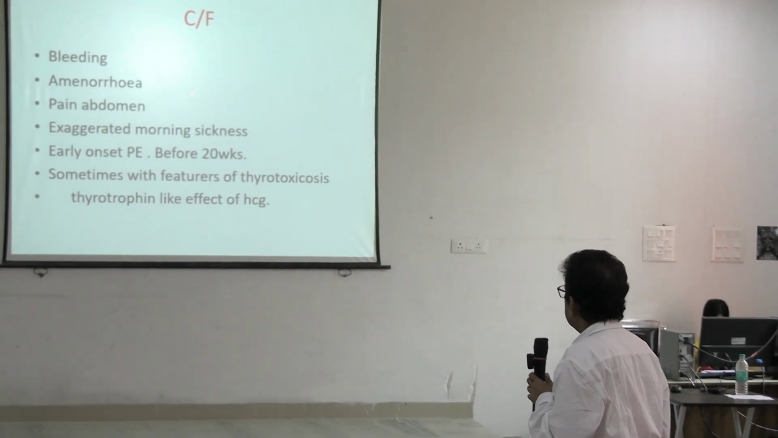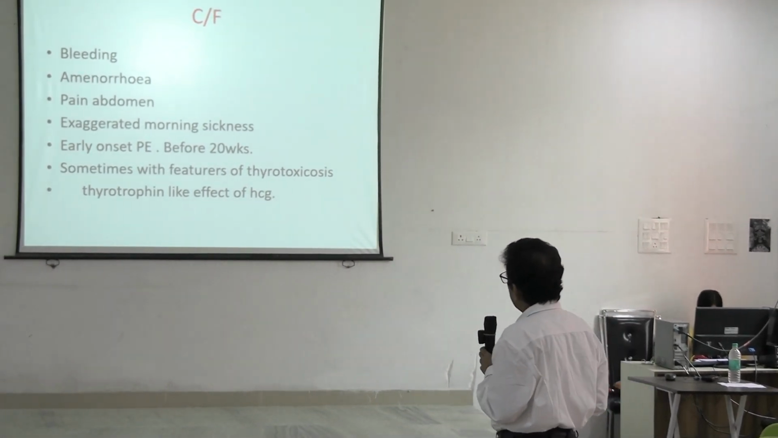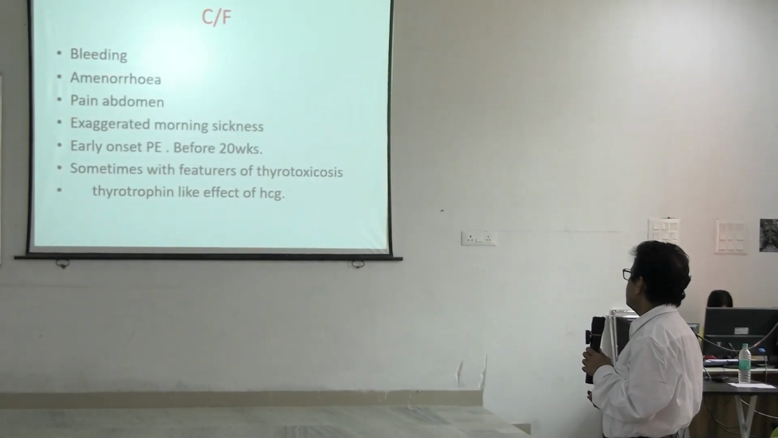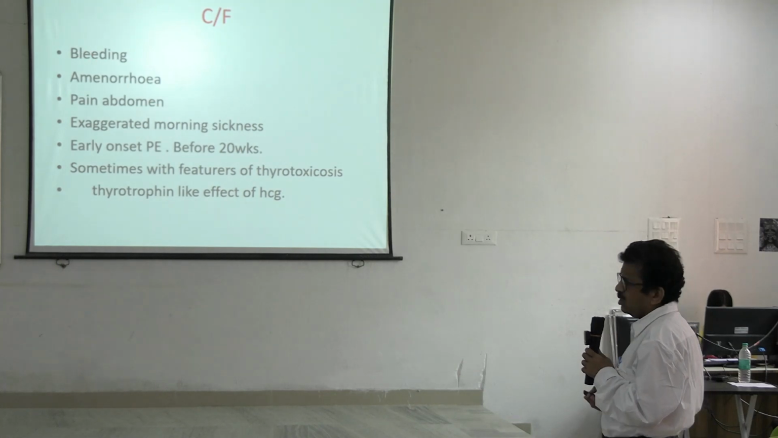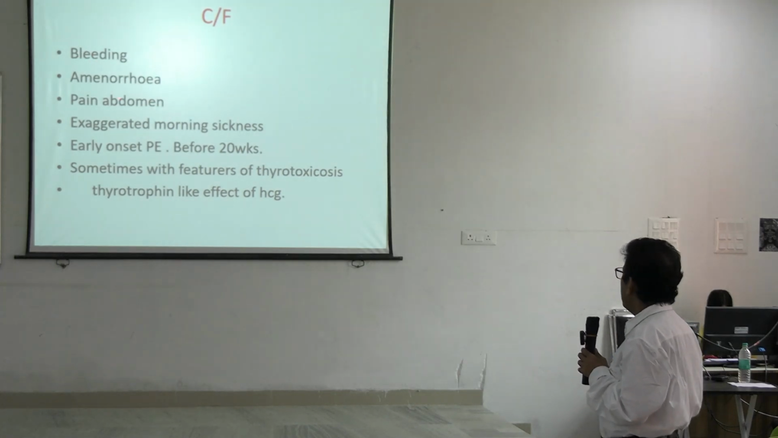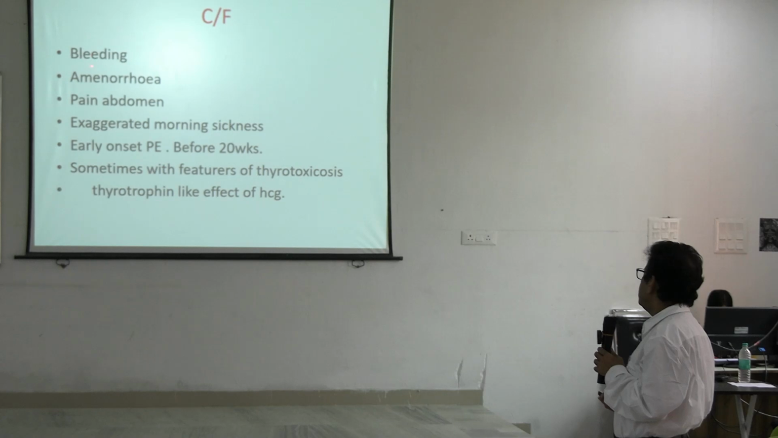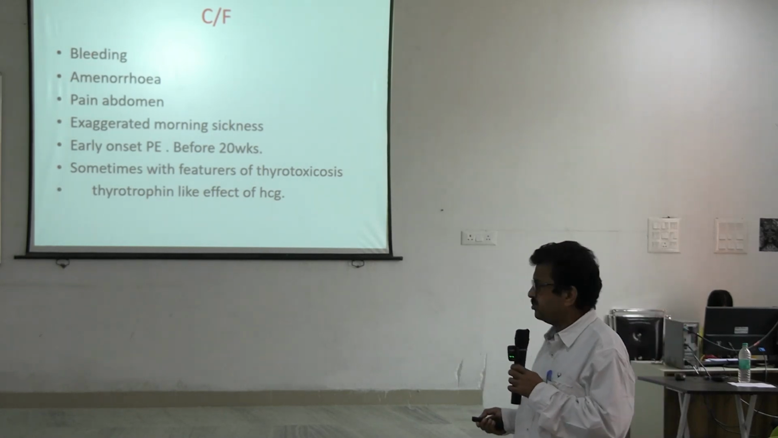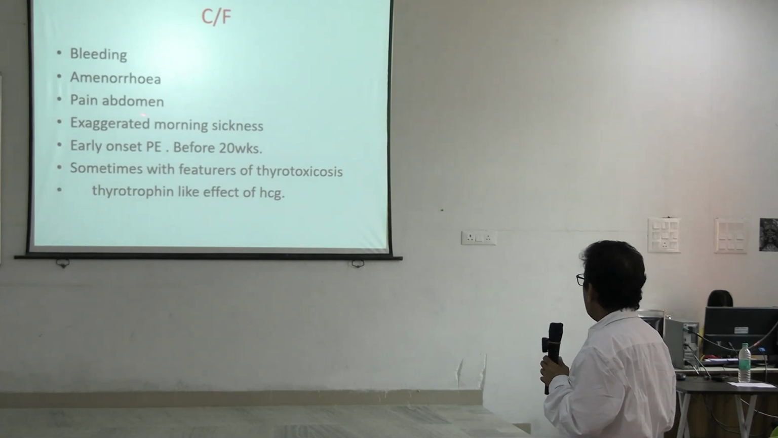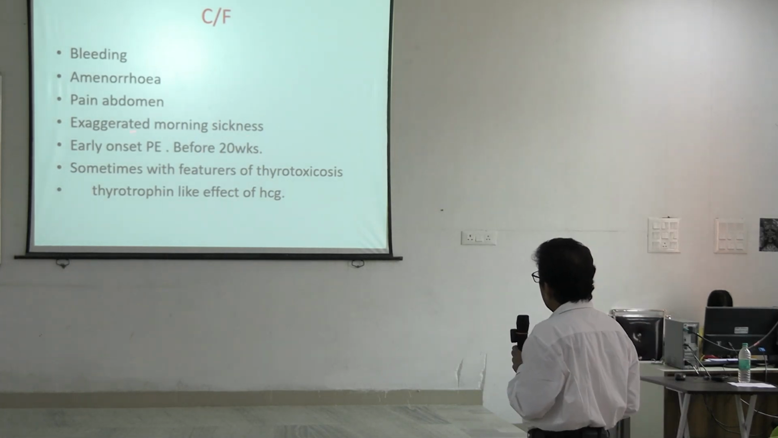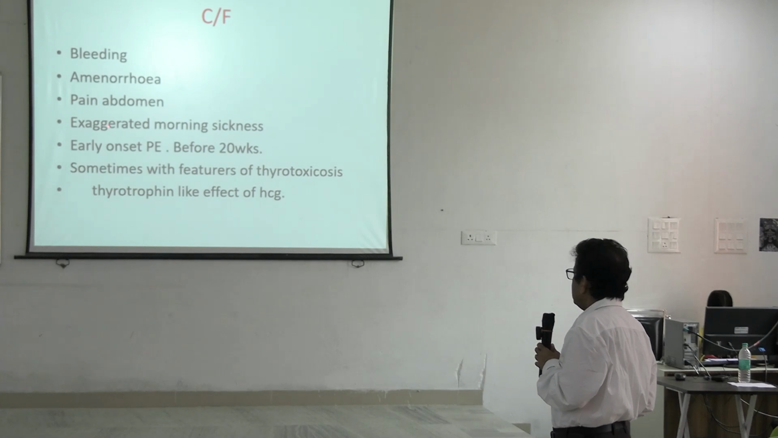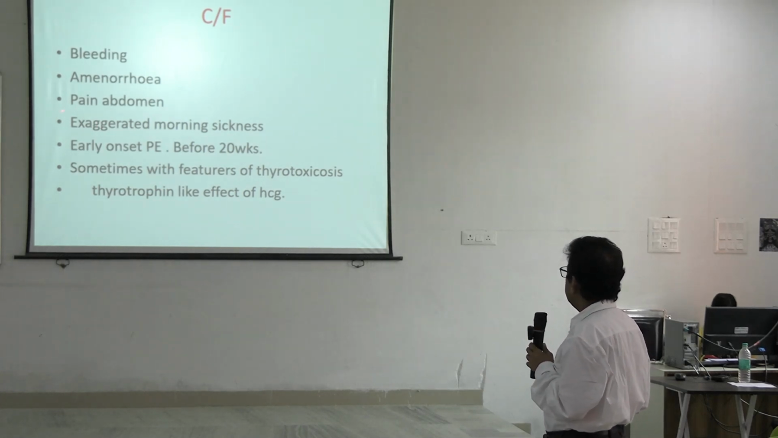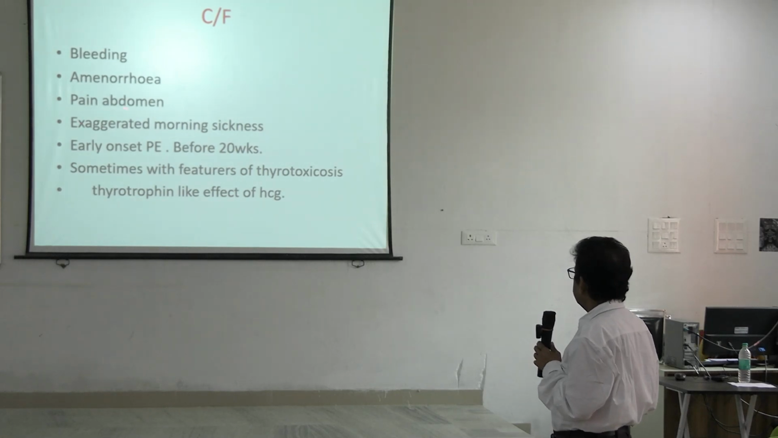Amenorrhea, of course, was there because of pregnancy. So the pregnancy test was positive, followed by bleeding PV. One of the causes of early pregnancy bleeding is molar pregnancy. The other two are abortion and ectopic. So amenorrhea followed by bleeding PV, and pain abdomen definitely, because the uterus is contracting to expel the molar tissue, and morning sickness will be exaggerated because of the excessive trophoblastic proliferation. hCG level will be high, estrogen and progesterone are also high, so that gives rise to excessive morning sickness.